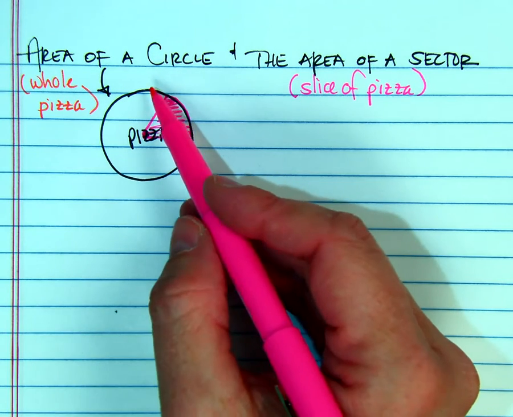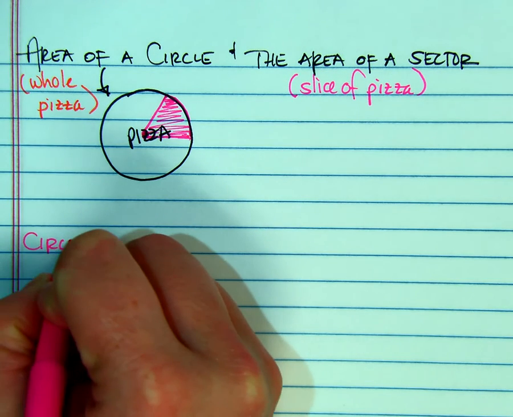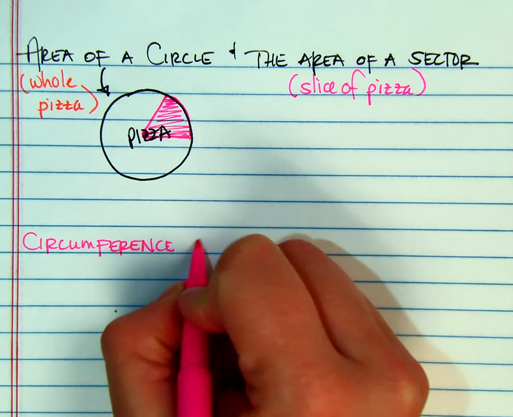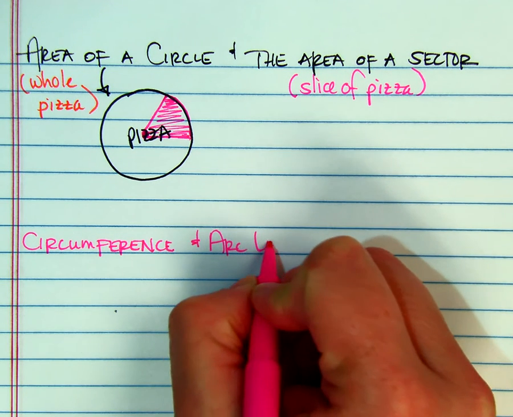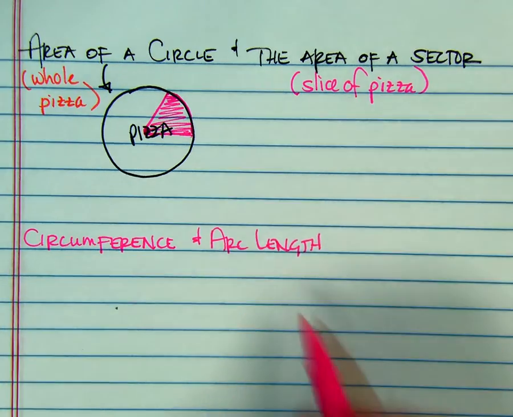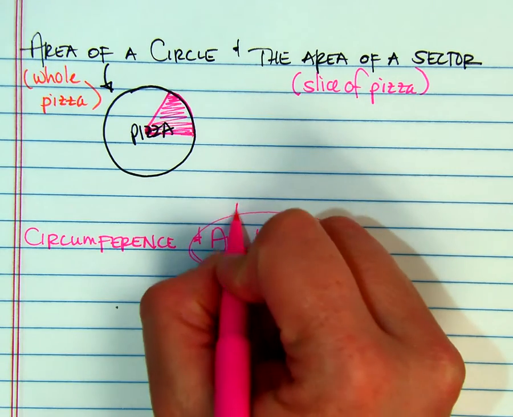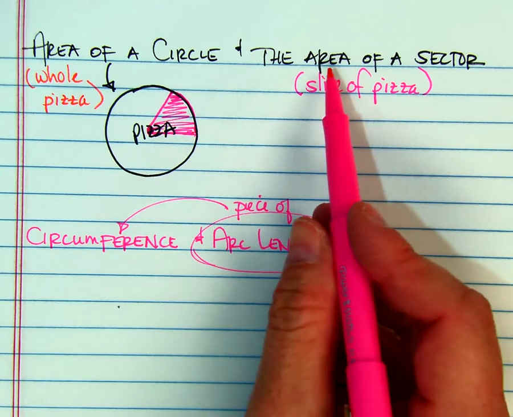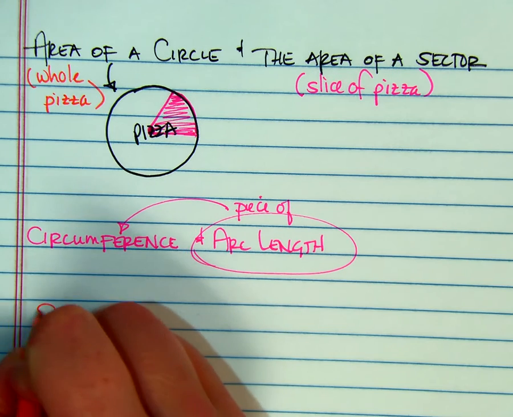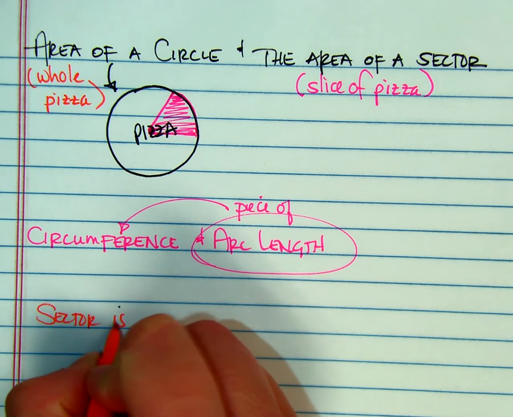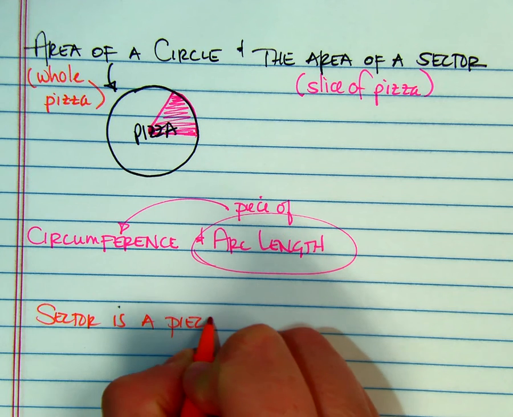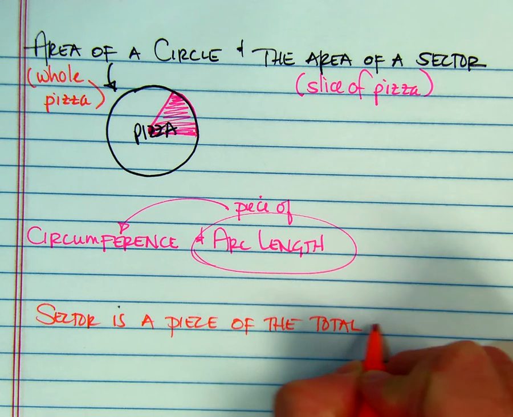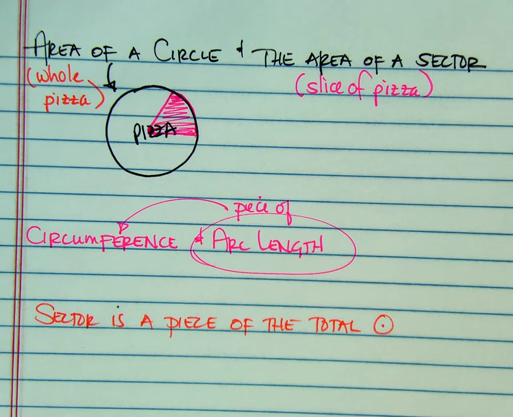So much like what we just did, a quick recap of circumference and arc length. Just remember that arc length is a piece of the circumference. What we're doing now, the area of a sector, so the sector is a piece of the total circle. Okay, so we're going to do a couple examples.